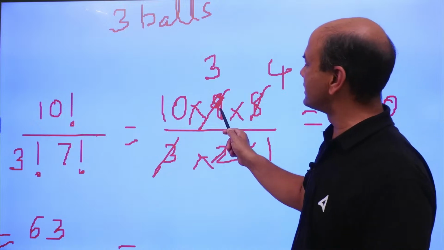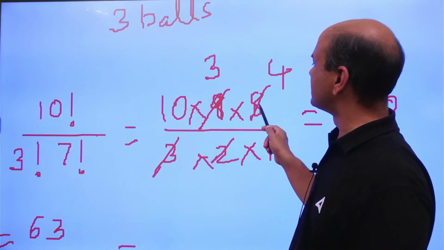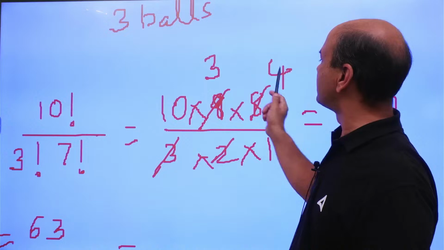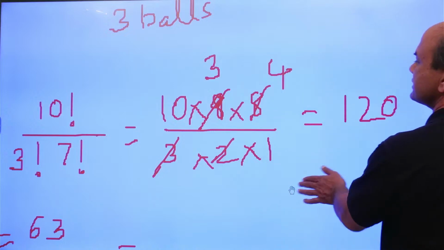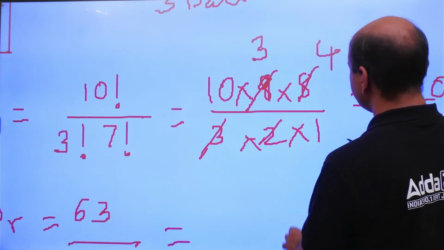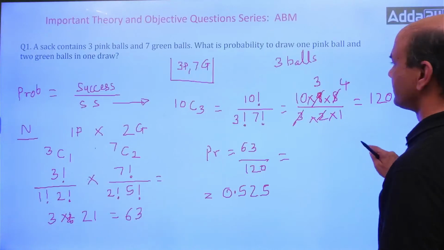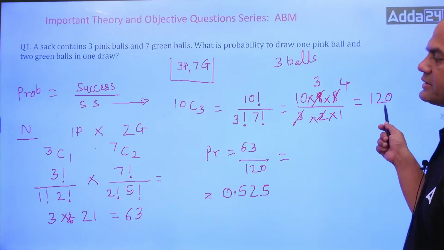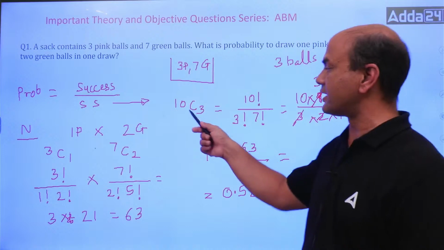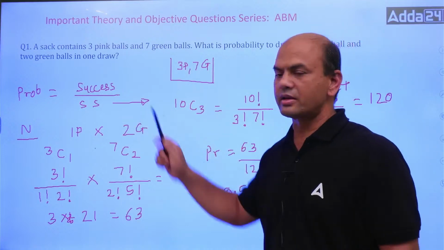So solve this. You will get this answer as 10 into 3. 3 1s are 3, 3 2s are 6... 2 1s are 2, 4s are... So 10 3s are 30, 4s are 120. So 120 is the answer. Got it? 120 is the answer. This is for 10C3. So you have got the denominator now.